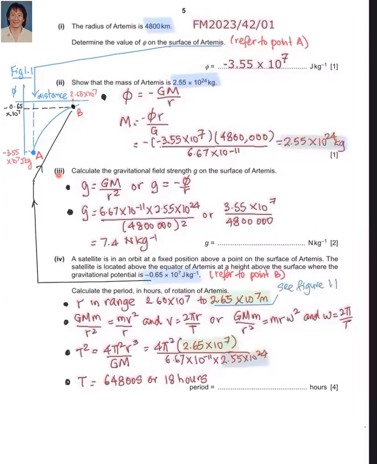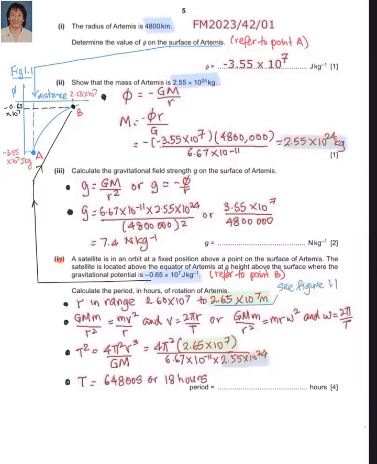And then for part 3, calculate the gravitational field strength, g, on the surface of Artemis. The formula for gravitational field strength is g equals GM over r squared. Substituting the values, you can get the answer for g, which is 7.4 newton per kilogram. Alternatively, g equals the minus value of the gravitational potential divided by r, so equals 3.55 times 10 to the power 7 divided by 4,800 times 10 to the power 3 meter. This will give you the same answer.